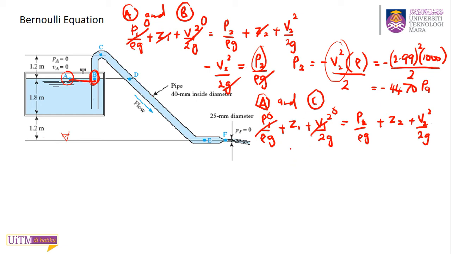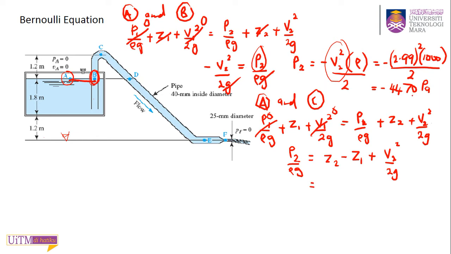So to find your PC, so P2 over rho G, you can label A and C if you want to have a clear equation. So this is PA, ZA, plus VA; I just take 1 and 2 in my equation. So P at C is equal to Z2 minus Z1 plus V2 squared over 2G. Z2 minus Z1 you can calculate.